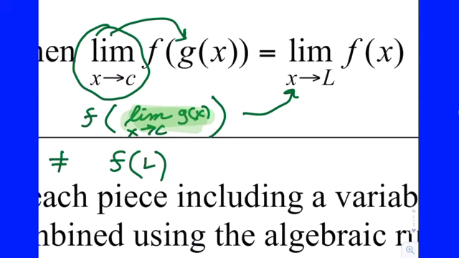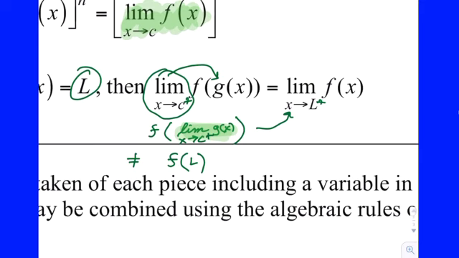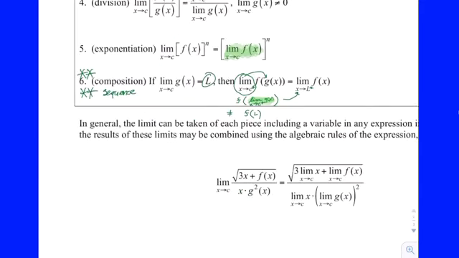And this works from either side. If they're one-sided limits, we would keep it as a one-sided limit. So if we started from the right-hand side, we would keep it as a one-sided limit. It works for left, right, and general limits. So we'll see how to do that one there. And it's kind of a notational thing, but you could get in trouble.